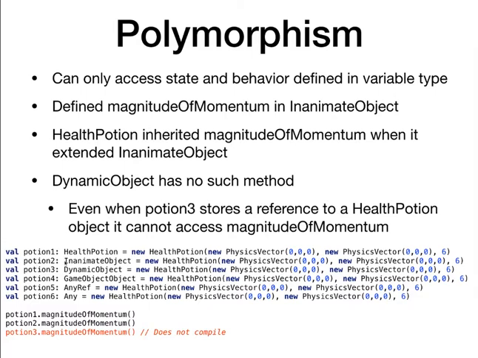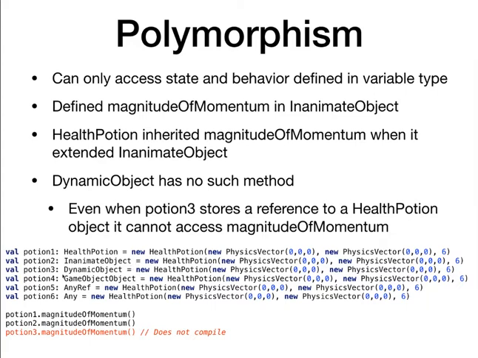Potion 2, which is in a variable of type inanimate object, no longer has the health potion specific functionality. So we couldn't say potion 2 dot volume because that's defined only in the health potion class. But we can still get its magnitude of momentum, which is a method that we defined in the inanimate object class. So we still have functionality with that from potion 1 and potion 2. Magnitude of momentum was defined in an inanimate object. So the potion class inherited that method, and it knows about that method as well.